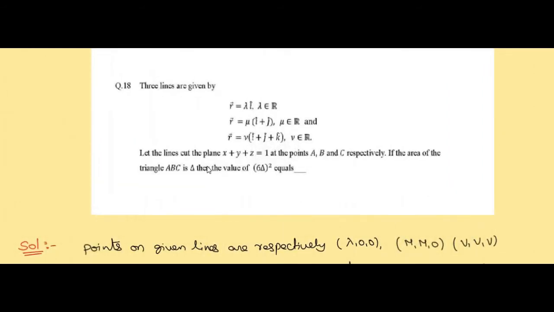The second question: the lines are given by R bar equal to lambda I bar, and so on. Three lines are given. These three lines cut the plane x plus y plus z equal to 1 at the points A, B, C respectively. The area of the triangle ABC is delta. Then find the value of 6 delta square. In order to get the points of intersection, usually we write a general point on these lines. In the first line, the general point is lambda, 0, 0; the second one is mu, mu, 0; the third one is v, v, v. These are the points of intersection.